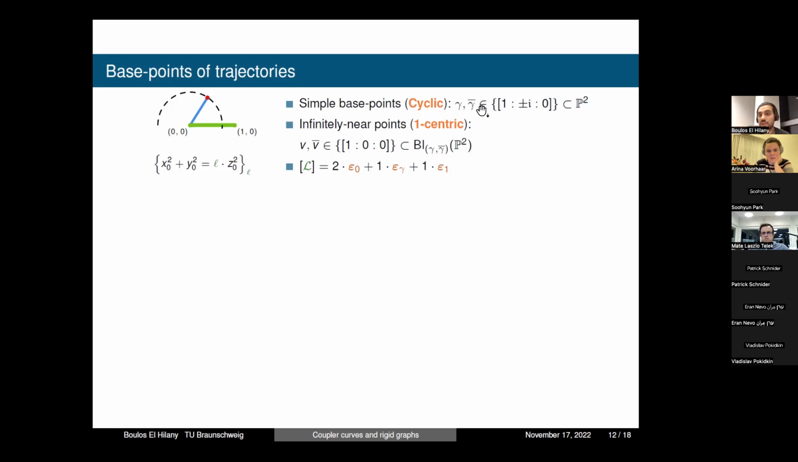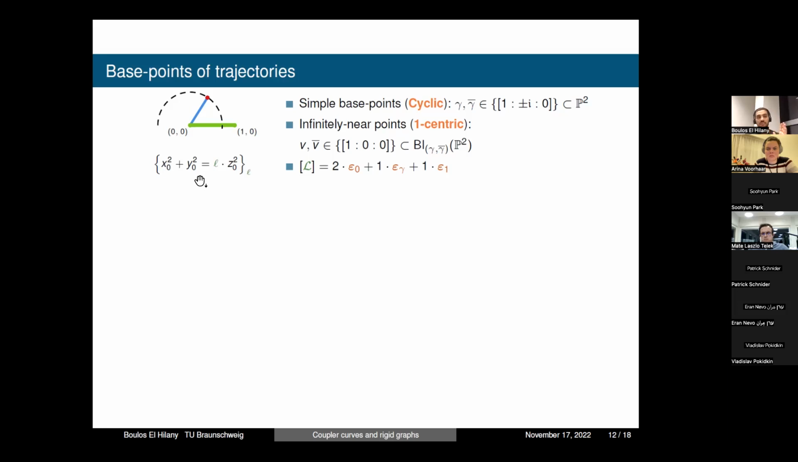The first ones are cyclic, so gamma and gamma bar. Of course, they don't have base points inside the affine plane, because for any point inside the affine plane, I can always find a circle centered at the origin that doesn't pass through it. But if I look at the line at infinity, then all of those circles pass through the same two points. And to compute them, I just put z0 equal to 0. So I get the equation x0 squared plus y0 squared.